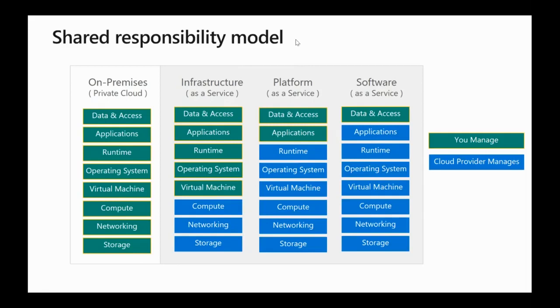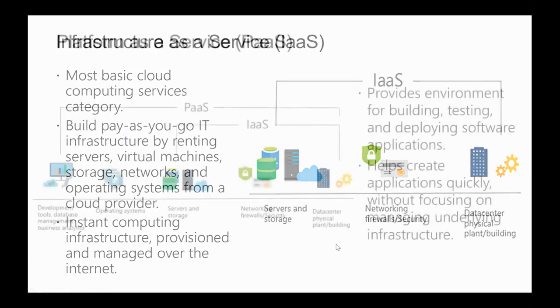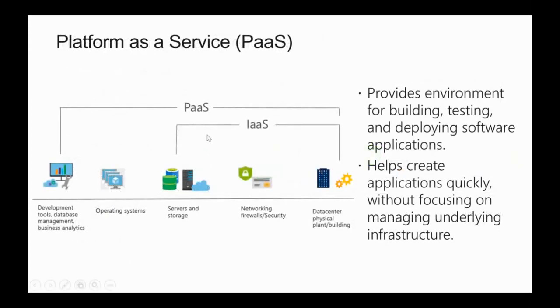Then we have infrastructure as a service, where you put up your virtual machine and put your application or data inside that. So this is IaaS, the most basic cloud computing services category. You have server and storage, your networking, and your data center physical plant as an example of infrastructure as a service. Then platform as a service, which sits on infrastructure as a service, provides an environment for building, testing, and developing software applications.